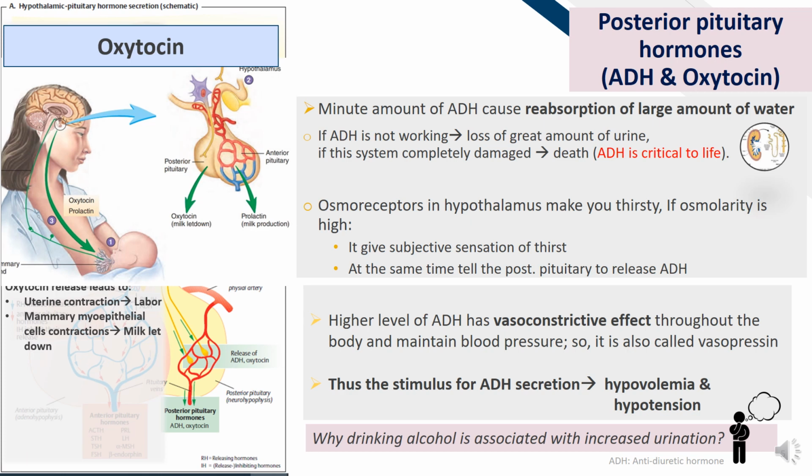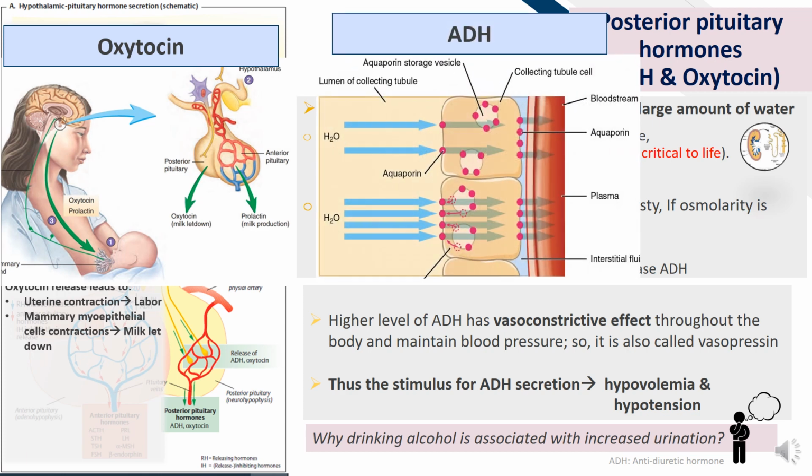Synthetic oxytocin is used in order to cause uterine contraction and delivery. And you know, oxytocin is also called the love hormone. It's associated with emotion. What about ADH? Do you know why ADH, or antidiuretic hormone, is called a critical hormone, or critical to life?